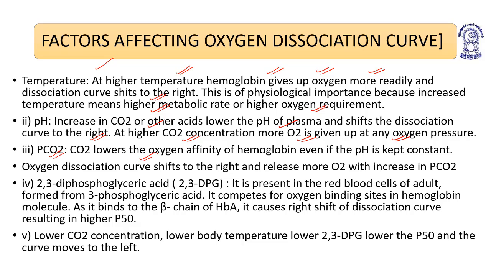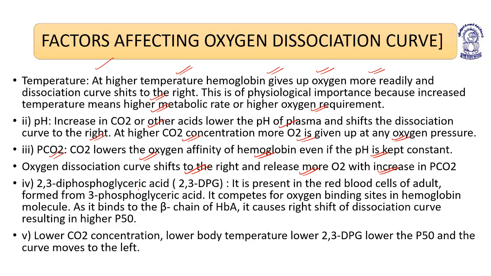CO2 lowers the oxygen affinity of hemoglobin even if the pH is kept constant. Even if we keep the pH constant, if the CO2 levels are high, the oxygen hemoglobin dissociation curve will shift to the right side, meaning it will dissociate more. Shifting to the left side, it will associate more. Shifting to the right side means decreased affinity towards oxygen; shifting to the left side means increased affinity towards oxygen. The oxygen dissociation curve shifts to the right to release more O2 with an increase in partial pressure of CO2.